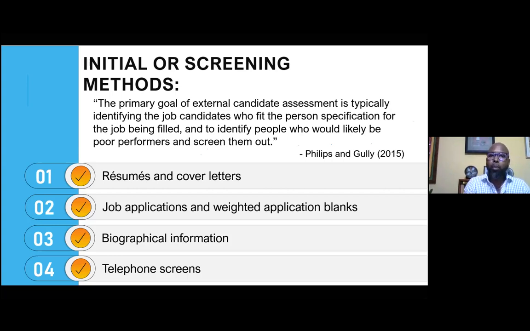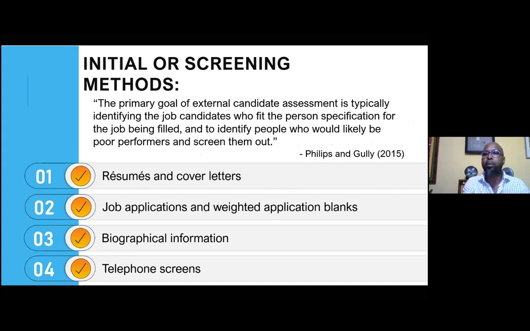Another in the screening process is job applications and weighted forms. A lot of persons, when they send in their resumes, oftentimes are asked to complete some other information. For some industries, they ask you nowadays to fill out some additional information while you are online. The screening process is weighted and helps to screen persons out.